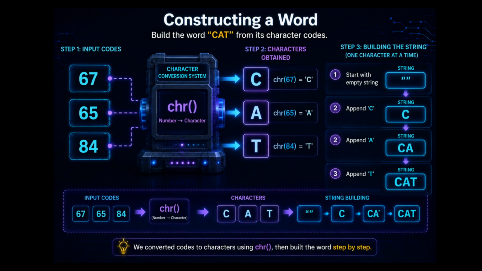Now let's build a complete word from character codes. Our goal is to construct the word cat. We start with 3 numerical codes, 67, 65, and 84. Using the CHR function, 67 becomes C, 65 becomes A, and 84 becomes T. Next, we start with an empty string. We append C, and our string becomes C. Then we append A, and it becomes CA. Finally, we append T, and our completed string becomes cat. So we first convert the codes into characters using CHR, and then build the word, one character at a time.